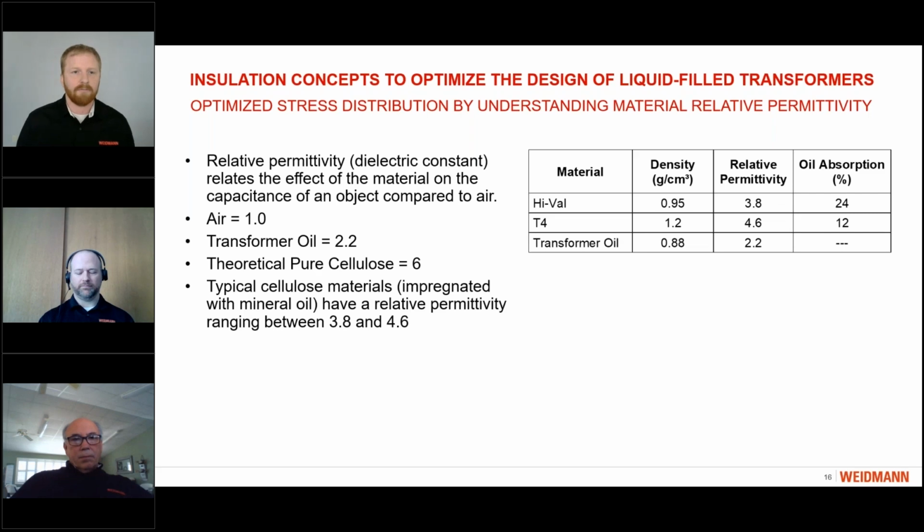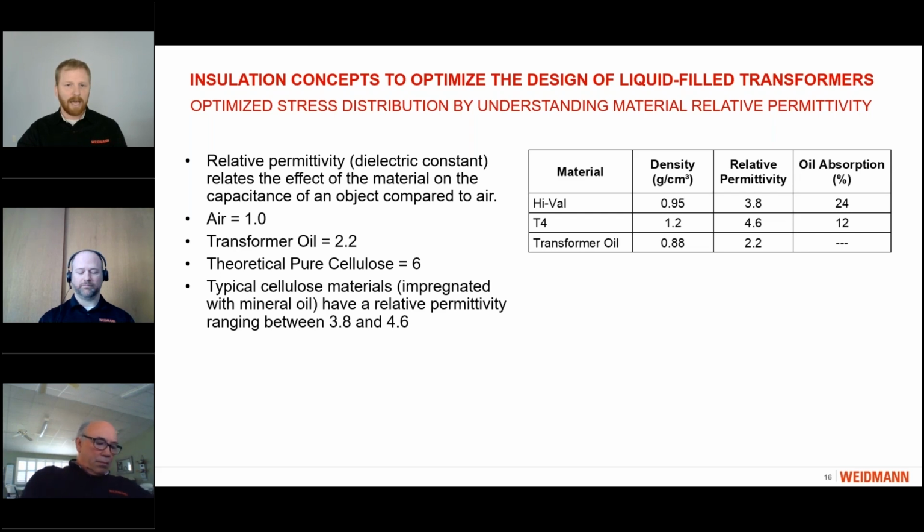And here first we look at relative permittivity, otherwise known as dielectric constant, which relates the effect of the material on the capacitance of an object compared to air. So when we talk about relative permittivity, it is all relative to air, which is 1. Transformer oil is around 2.2, while theoretically pure cellulose is 6. We say theoretically because the dielectric constant of a pure cellulose material actually cannot be measured. It will always have some sort of air encased in the material that will be measured as well.